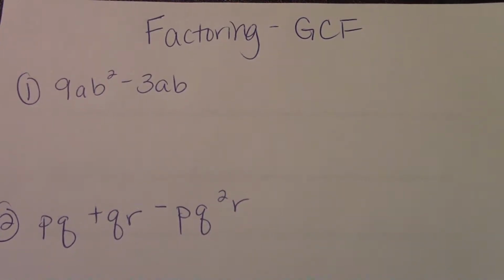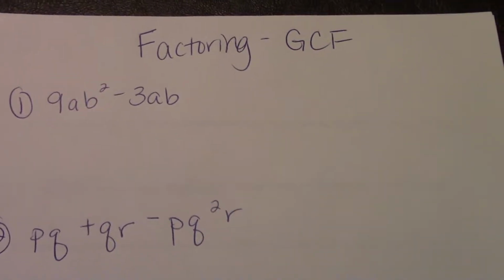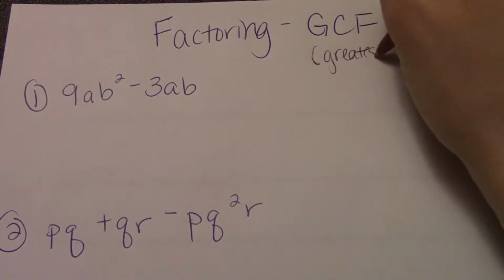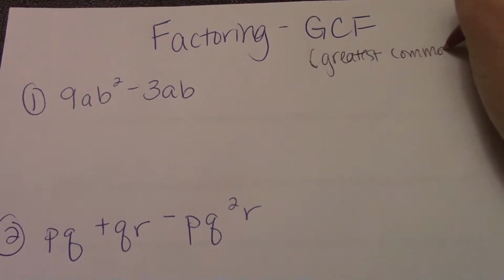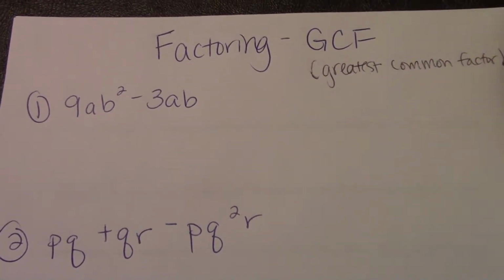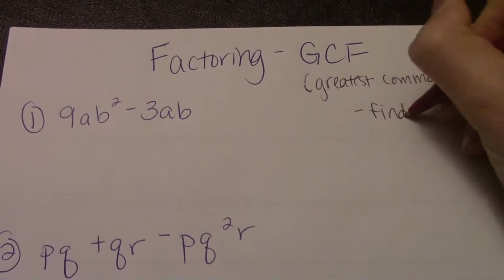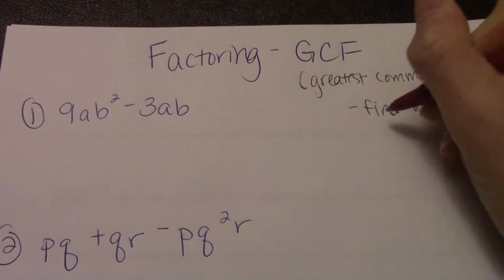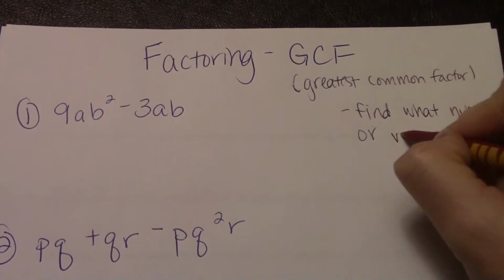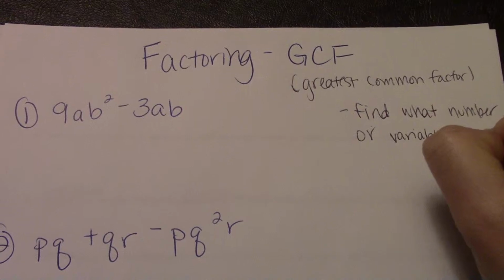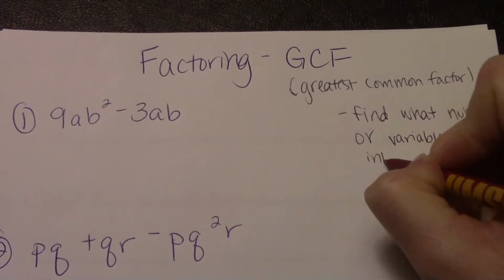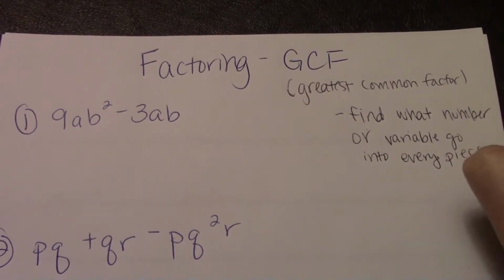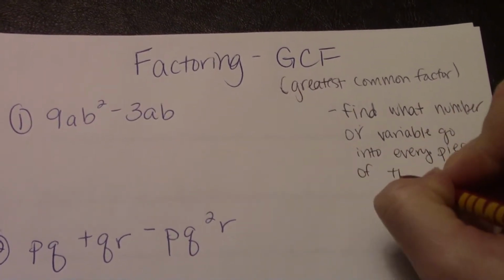Today we are going to be talking about factoring, specifically the GCF, which is your greatest common factor. What you are trying to do here is find what number or variable go into every piece of the polynomial.